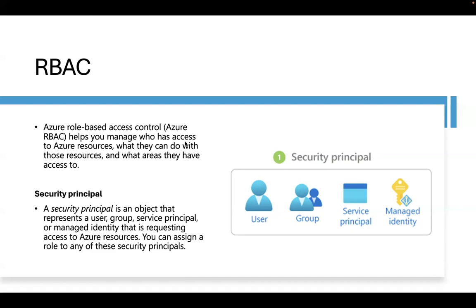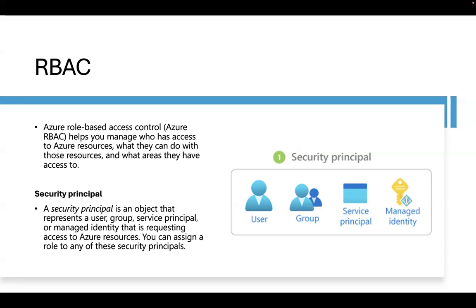It helps you manage who has access to Azure resources, what they can do with those resources, and what areas they have access to. In RBAC, we assign the role to a user, a group, a service principal, or a managed identity. All these four together are called a security principal. A security principal is an object that represents a user, group, service principal, or managed identity that is requesting access to Azure resources. You can assign a role to any of these security principals.